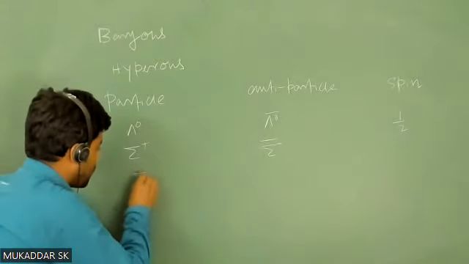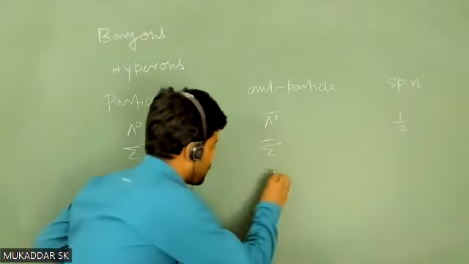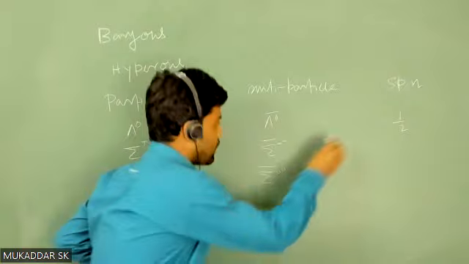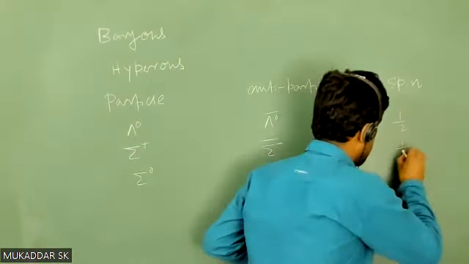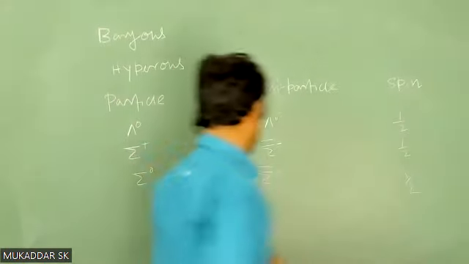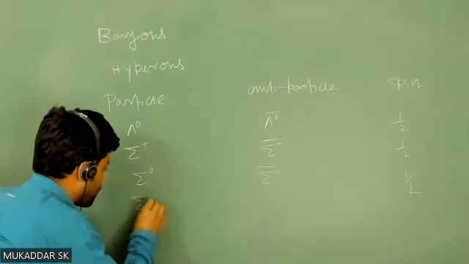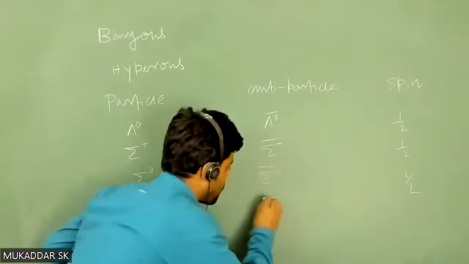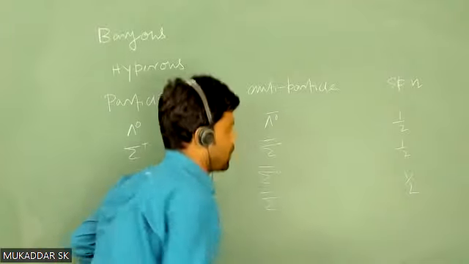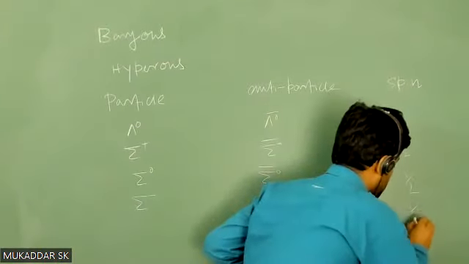Similarly, sigma 0 you have. Antiparticle of sigma 0 is sigma 0 bar. And the spin for both particles is half. And then you have sigma minus, antiparticle of sigma minus is sigma plus bar. And of course, that spin is half.